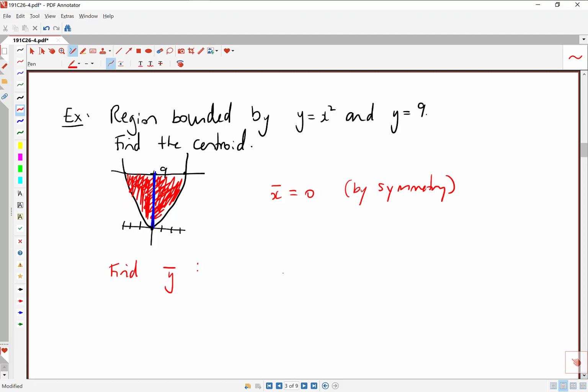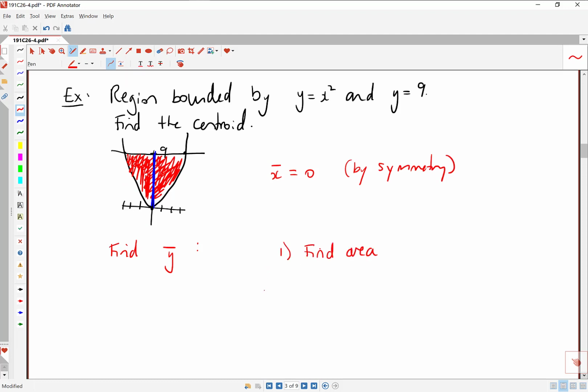So we're going to break this down into steps. First thing that we need to do is find the area. So we'll say area is going to be the integral of, well, let's think about whether we want to do vertical or horizontal slices. I would say vertical slices would work just fine here. So we're going to say area is the integral of y top minus y bottom times dx.